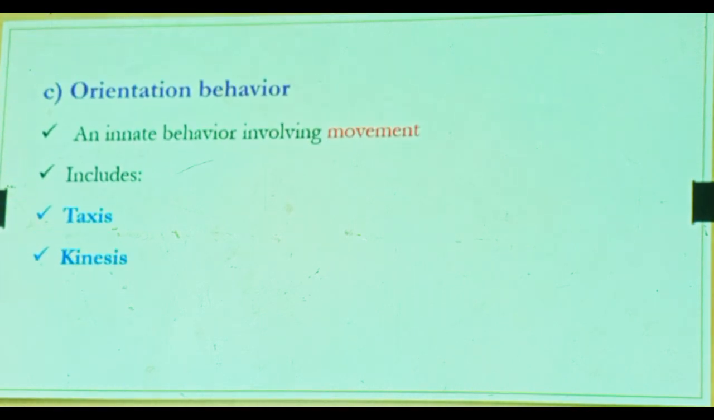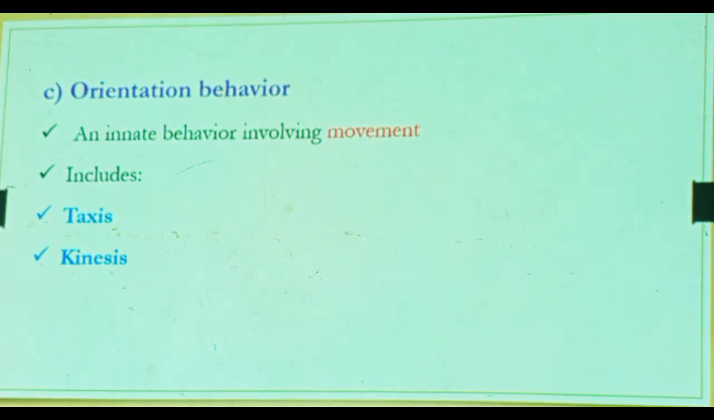The third type of innate behavior is orientation behavior. Orientation, of course, is related to movement. Organisms move in response to stimuli. This includes taxis and kinesis, plus complex orientation behaviors known as navigation. It's not included in your textbook, of course. Navigation is very important. These are simple, innate orientation behaviors.